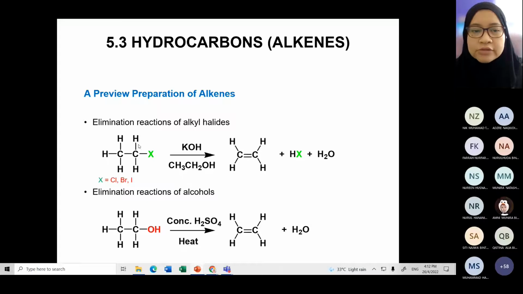So one of the ways to produce alkene is by using KOH in ethanol. You have to specify the reagent. These are what we call reagents and conditions. If you only mention the KOH without the ethanol, either the mark will be deducted or you will be given no marks at all.